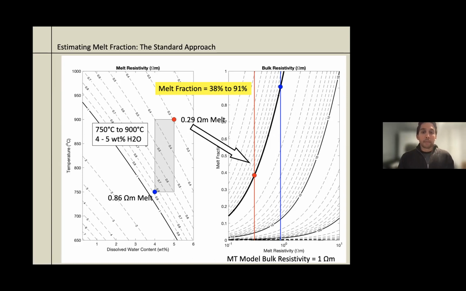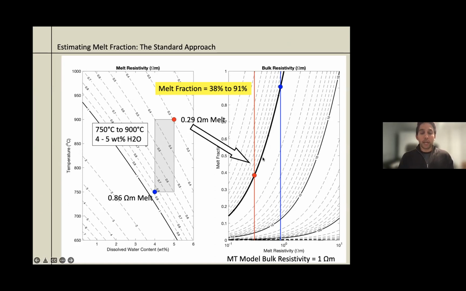The second problem, which is maybe not as obvious, is that the hotter melt, the one at 900 degrees, which is this red dot here, corresponds to the lower melt fraction interpretation. And the cooler melt at 750 degrees corresponds to the higher melt fraction. And obviously we know just intuitively that a higher temperature should correspond to higher melt fractions, right? Because more rock melts as you get hotter and hotter, and lower temperatures should correspond to lower melt fraction. So there's a weirdly unintuitive relationship going on here.